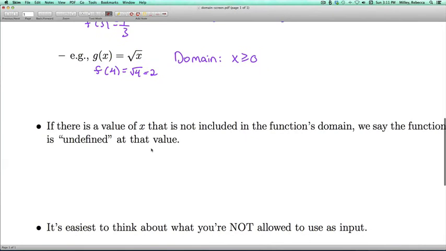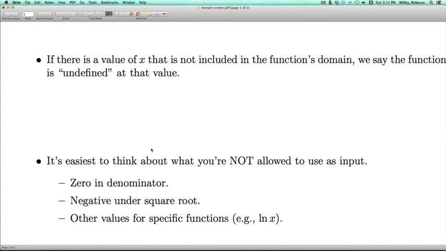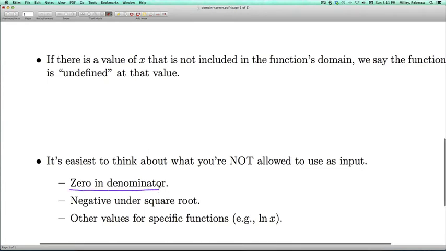So if you're wondering, how do I come up with the domain? It's easiest, as I just did above, to think about what you're not allowed to use as input. So the domain is all the stuff you're allowed to use. Easiest to think about what you're not allowed to use, because usually there's only a few, if any. So when you're thinking about that, you want to keep these things in mind. Zero in the denominator, that's the most common thing.